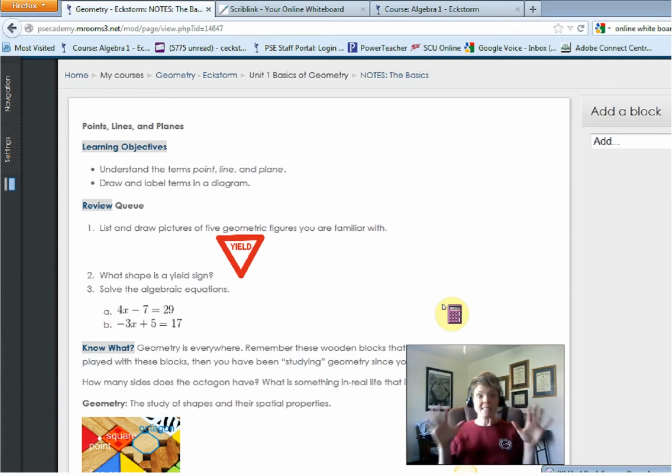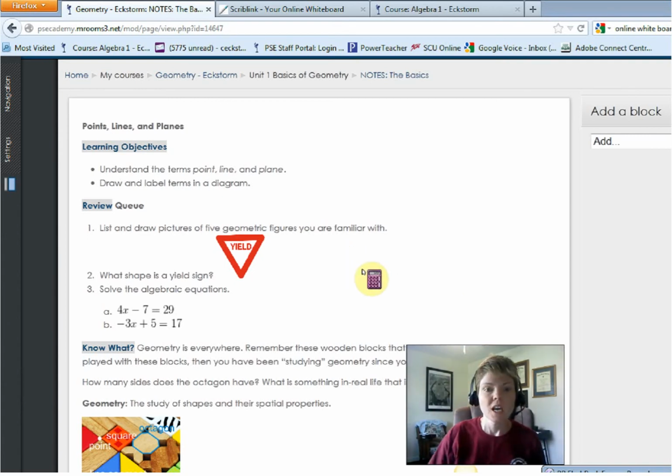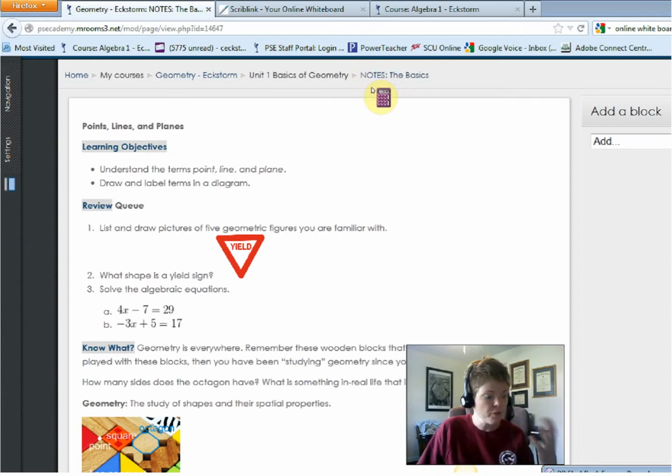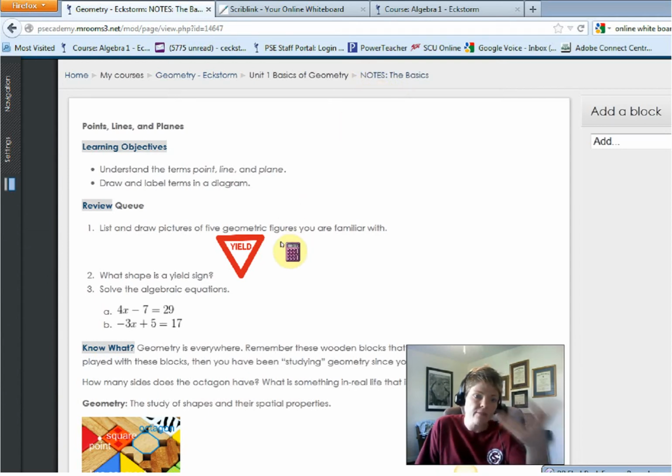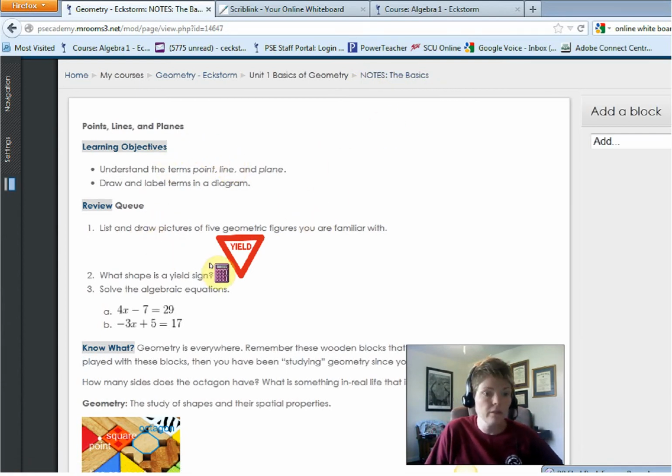These are the basics in geometry. If you want to follow along with me in your course, I've simply pulled up your course page here. It's the notes on the basics. I want to go over how to read this text and what you should be doing in your notes.